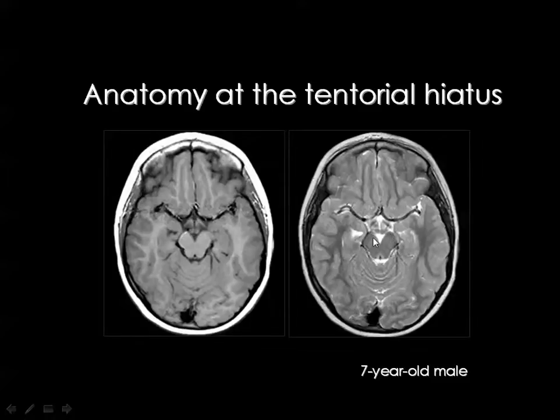Then this V-like CSF space is known as the interpeduncular cistern. In this cistern you see two very small bodies adjacent to each other, and these are the mammillary bodies. You can see them very well here, and this line represents the optic tract, and this also represents the optic tract. Then this is the interpeduncular cistern between the left and right cerebral peduncles. In the interpeduncular cistern you can see the mammillary bodies.